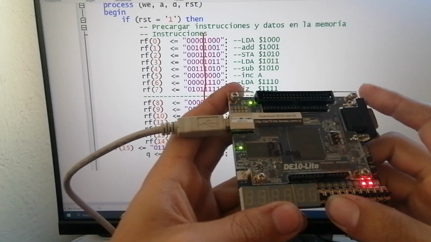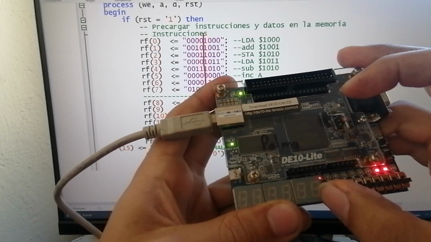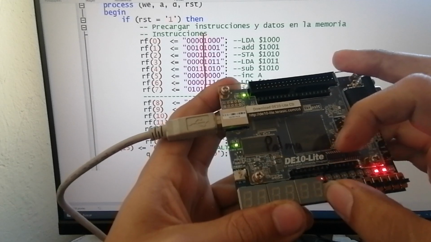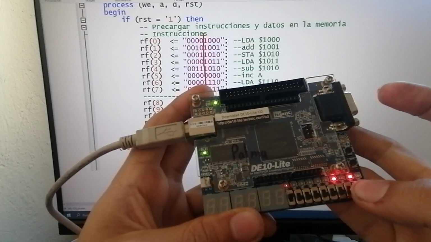So let's make this again. It's going to be start, fetch, decode, and now we have a 10.